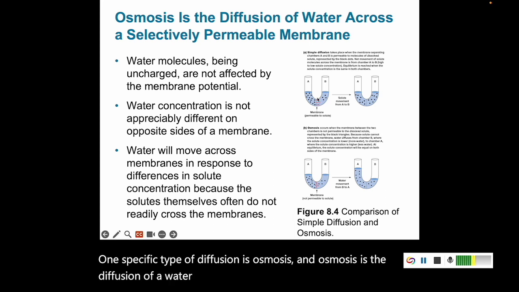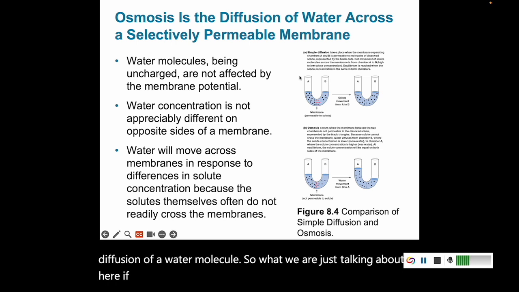So what we were just talking about here, if you have this tube and you put this fake cell membrane in here, it's going to act just like any other cell membrane.